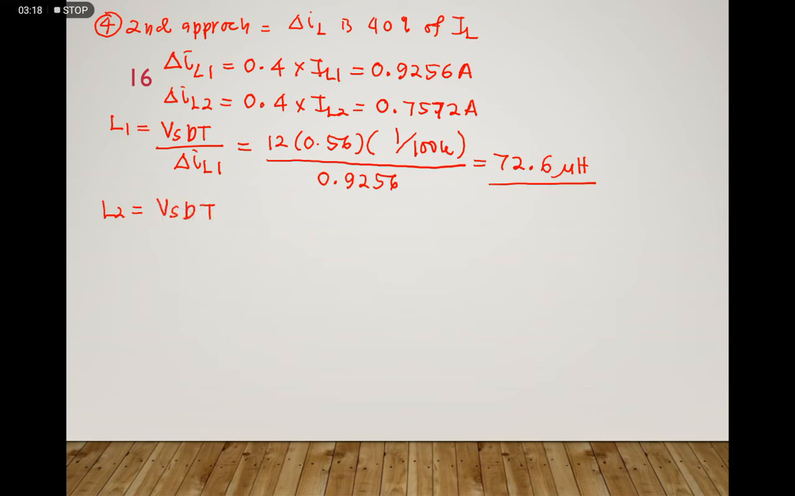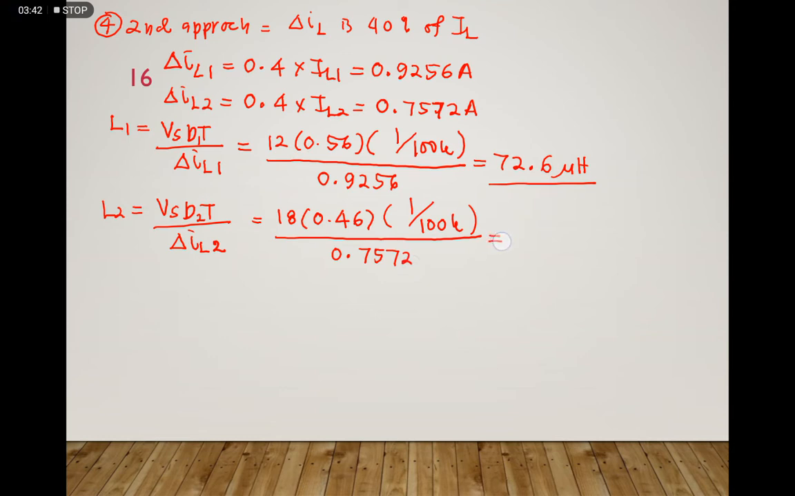Okay, L2 equals Vs D T over delta IL2. This is two as well, yeah? With Vs2 and duty cycle 0.46, over 0.7572, so you will get 109.35 microhenry.